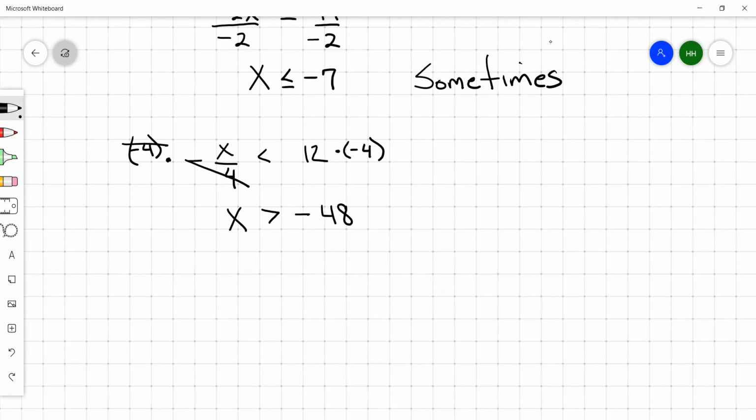All right. So anytime you multiply or divide both sides. So when is this true? Always, sometimes, or never? Sometimes. And the sometimes is any time that x is greater than negative 48. So negative 47, negative 46, negative 45, anything to the right of negative 48 on the number line.